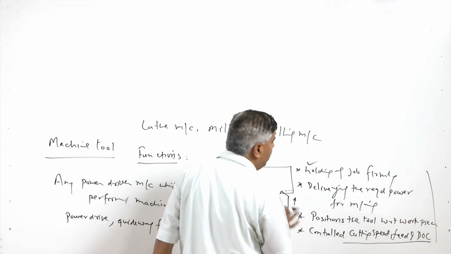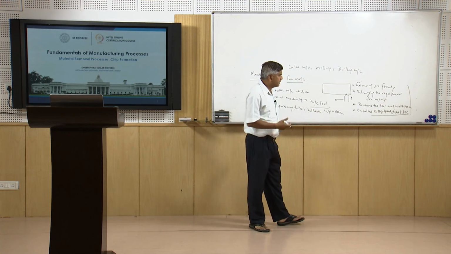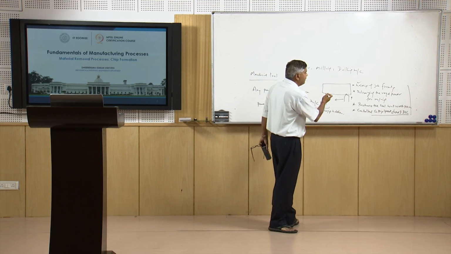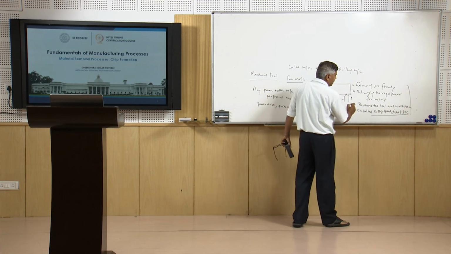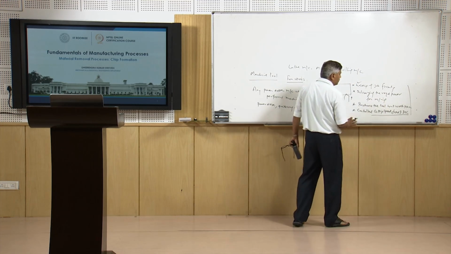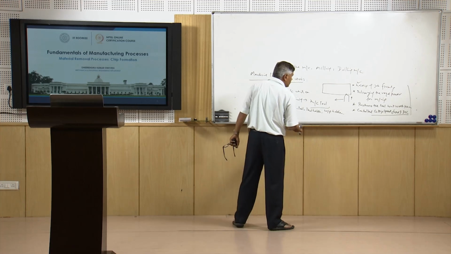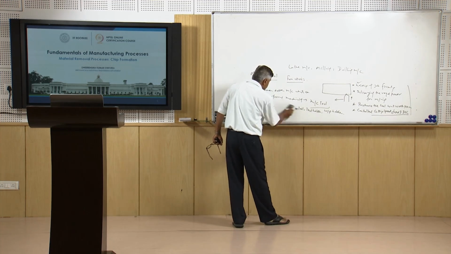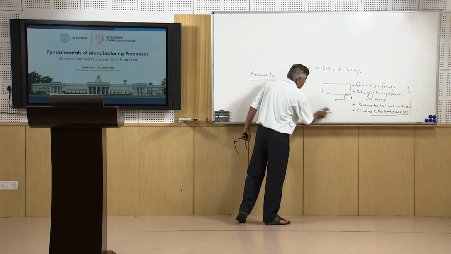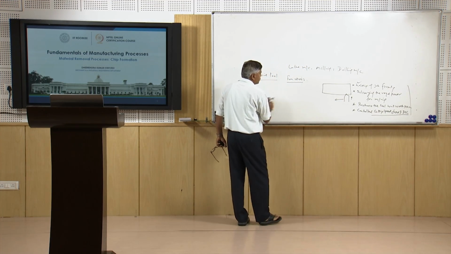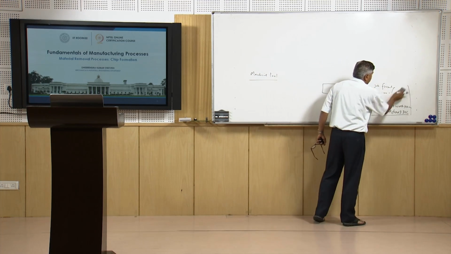so that these four functions can be effectively performed by a machine tool: holding of the job or workpiece firmly so that it can withstand the machining forces, delivering the required power during machining so that metal cutting can take place, and positioning the tool with respect to the workpiece appropriately so that the required size, shape and finish can be achieved and controlled. The machine tool should also give us the required cutting speed, feed and depth of cut, so the controlled conditions of metal cutting can be realized.